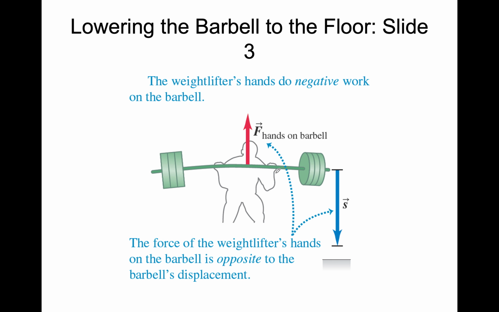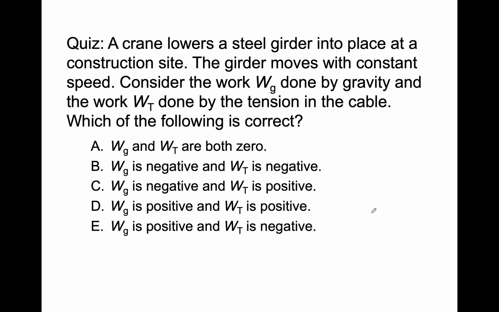So in this case, the barbell does positive work on the weightlifter's hand. But the force from the hand on the barbell is pointing up, something we discussed. Displacement is pointing down, 180 degrees, so the weightlifter's hand is doing negative work on the barbell.